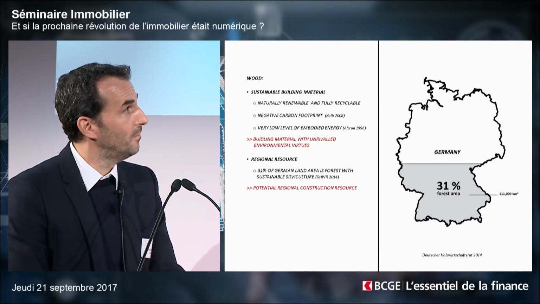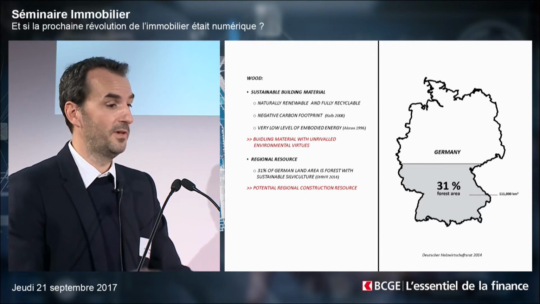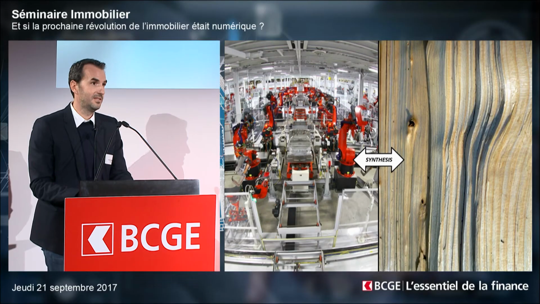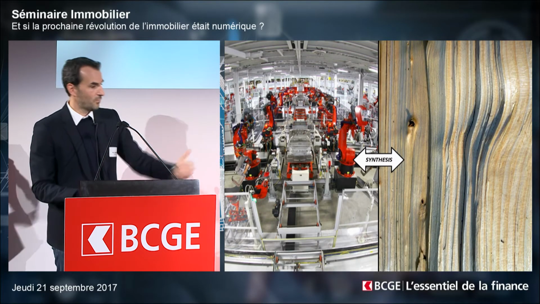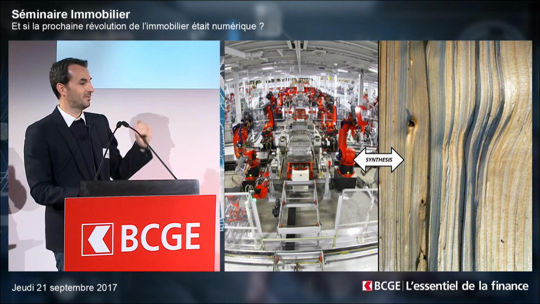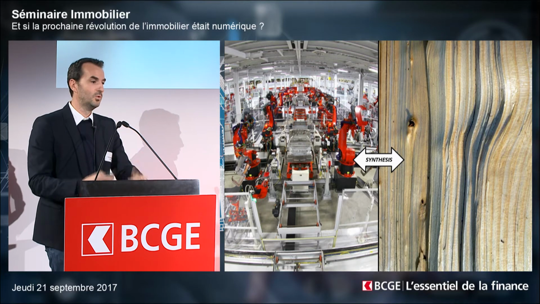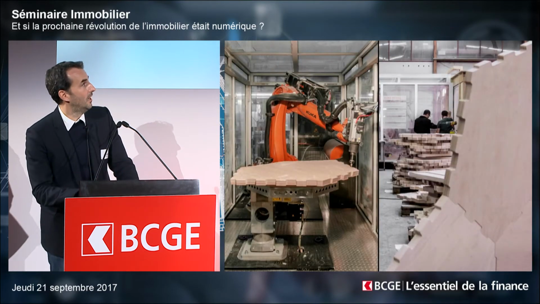So in Germany, 31% of the land is actually still forest. So it's really a potential to tap into something that is readily available right next to where you build. And then finally, wood has remarkable mechanical properties, so it can really become a high-tech construction system, which is obviously interesting if you work in that part of Germany, because that is a high-tech region. So it's really about the synthesis of how one of the most advanced manufacturing industries in the world can meet this very old construction material and bring the two together to create innovation.